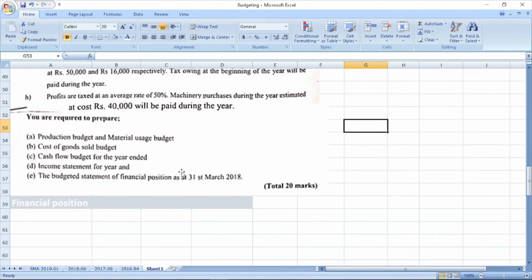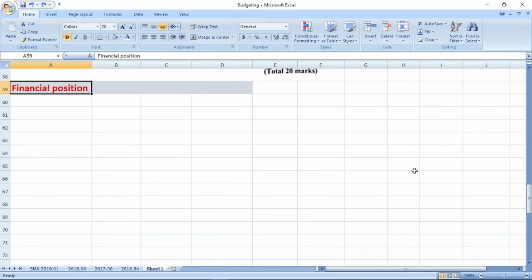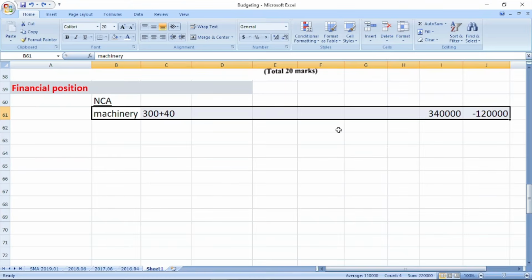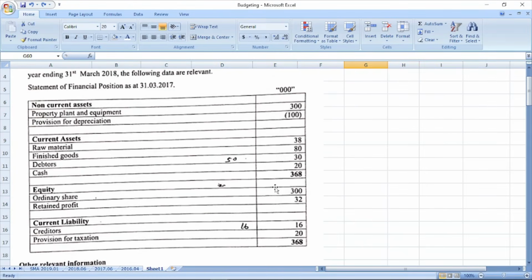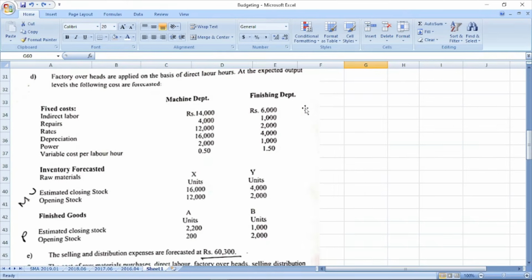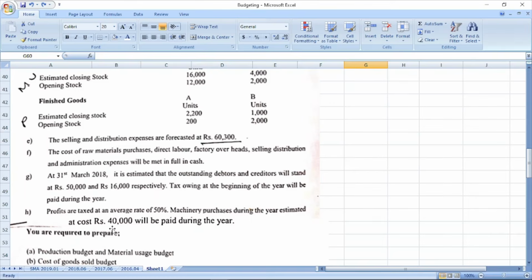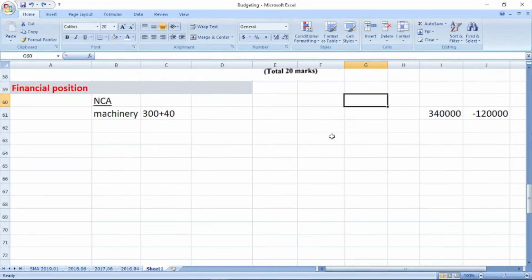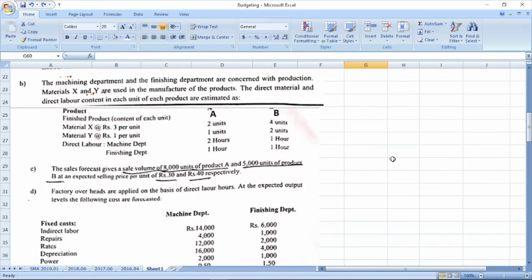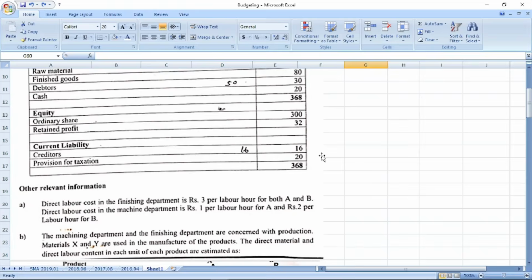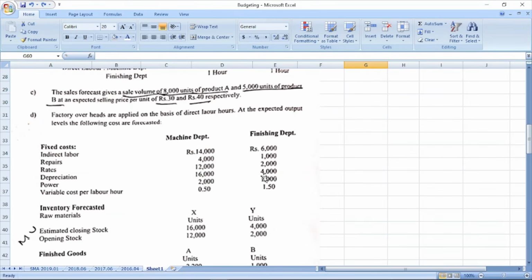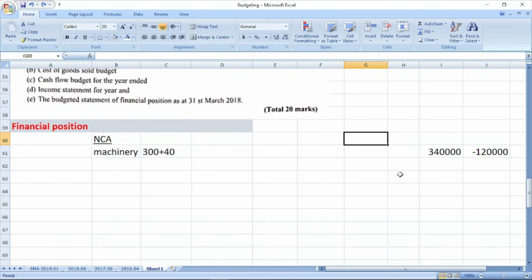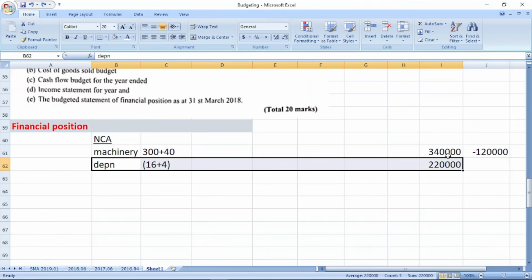Right. Requirement E, the budgeted statement of financial position as at 31st March 2018. Right, we start with non-current assets. The machinery, in the financial position, machinery 300,000 plus they say that 40,000 will be paid during the year for a new machine. 300,000 plus 40,000 is 340,000, and minus the depreciation 100,000 plus 16,000 plus 4,000, it is 120,000, and 340,000 minus 120,000 is 220,000.